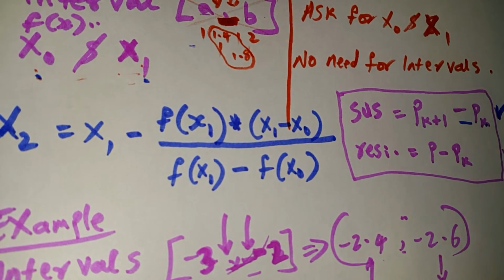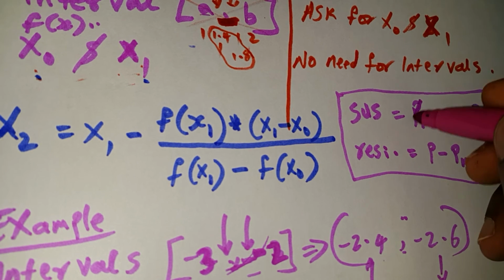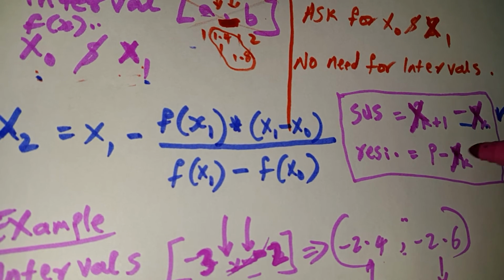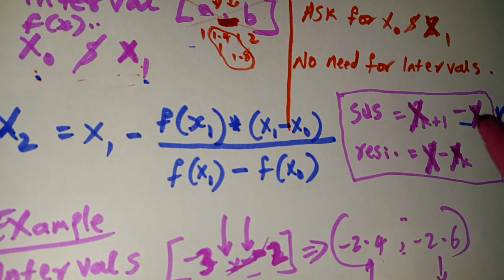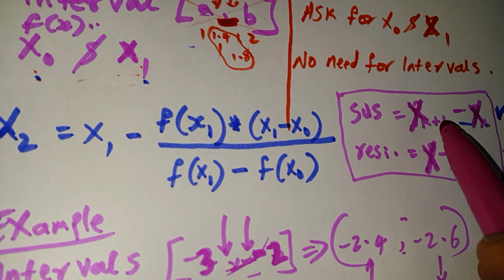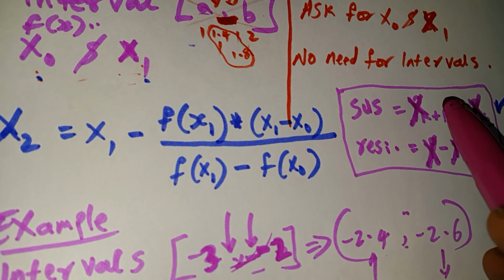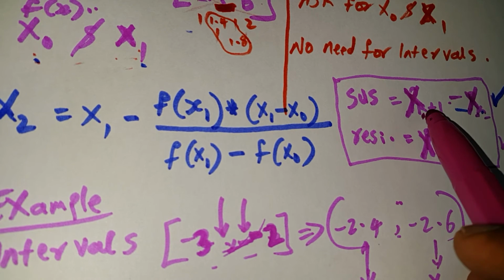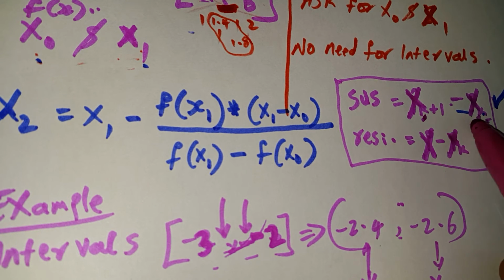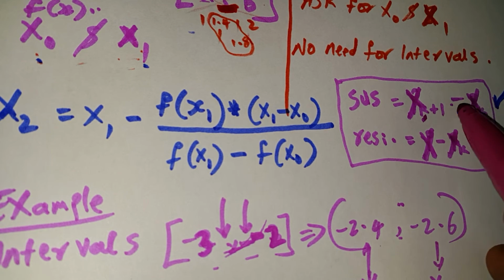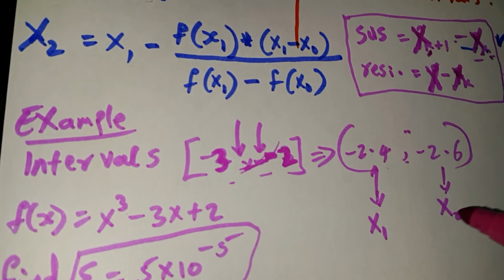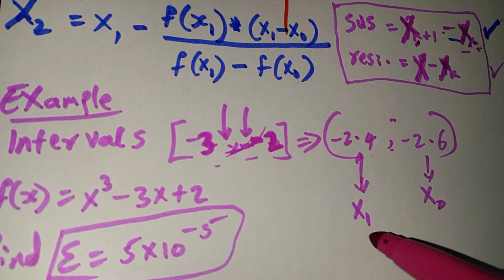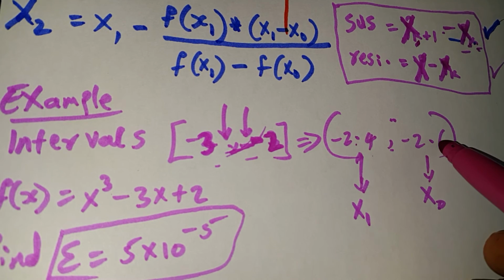But here we are talking about x. So our x(k+1) minus xk. What is our x here? Our x here is x(k+1), which is x1 minus x0. Our k here is 0. So x1 minus x0. What is our x1? This is our x1 and this is our x0. So the first error is x1 minus x0, this minus this.